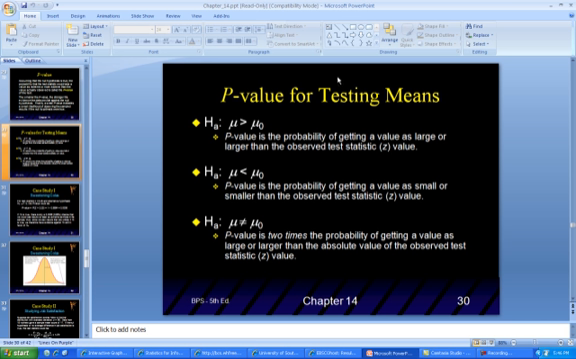So here is what we did in the other video. Here's our alternative hypothesis. If we find the mu is bigger than the mu of the null hypothesis, the p-value is the probability of a value larger than the observed test statistic z value. Okay, so we want to see if it's really significant.